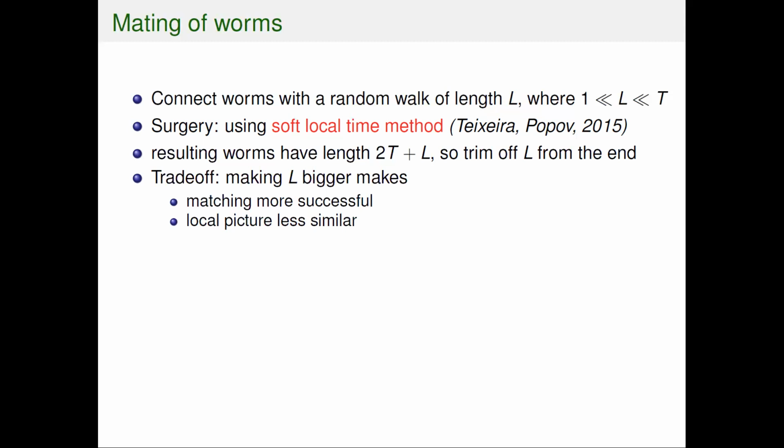If one has to choose this L optimally, because if you make this elastic band bigger, if you make L bigger, that makes the matching easier, because you can find pairs from farther points. So matching is more successful if L is bigger. Nevertheless, because of this surgery, you inserted a part in the middle, but you cut off something at the end, the local picture is going to be less similar.